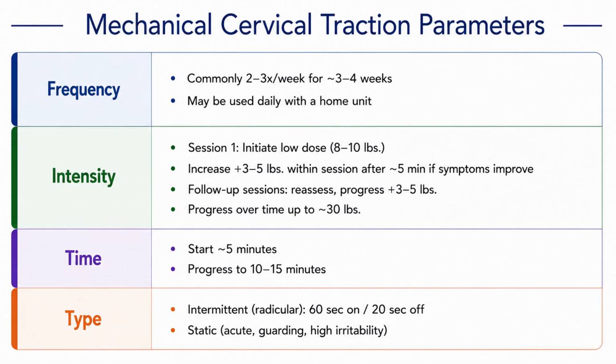Finally, type. Intermittent traction is most commonly used for patients with radicular symptoms, typically with a 60-second hold and a 20-second rest cycle. Static traction may be used in patients with higher irritability or guarding. Overall, these parameters should always be adjusted based on patient response, with the goal of reducing symptoms and promoting centralization.